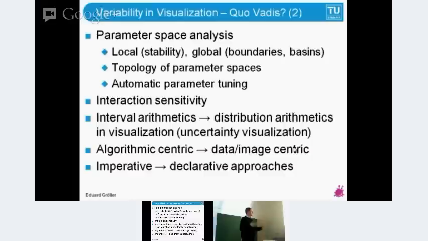So maybe we go a little bit away from this algorithm-centric way and come to, instead of an imperative approach, declarative approaches. Imperative approach means you're giving one statement after the other. Do this, do this, do this. So this would be sort of giving the algorithm. But maybe you're specifying how your result shall look. I would like to see the bone very well. I don't care if that's direct volume rendering. I don't care if that's surface rendering. So that you're sort of declaring what you would like to have. And internally, the system is selecting the best algorithm, the best parameter settings.